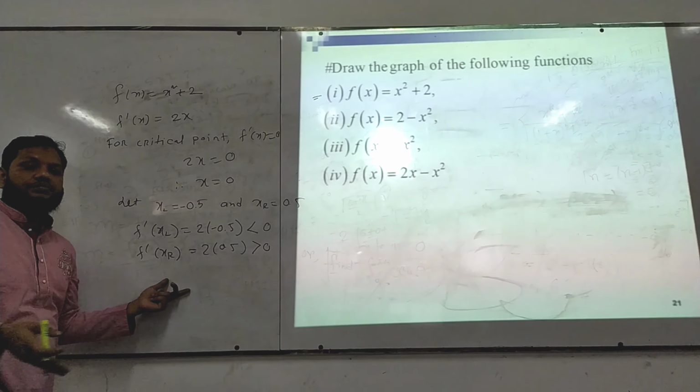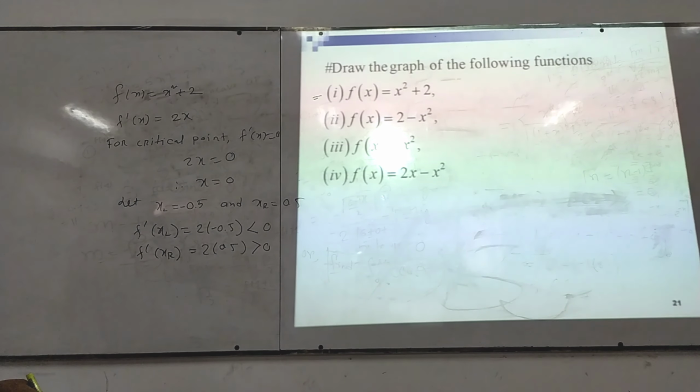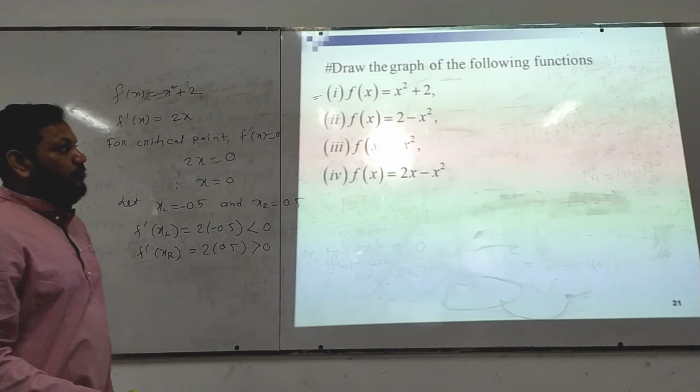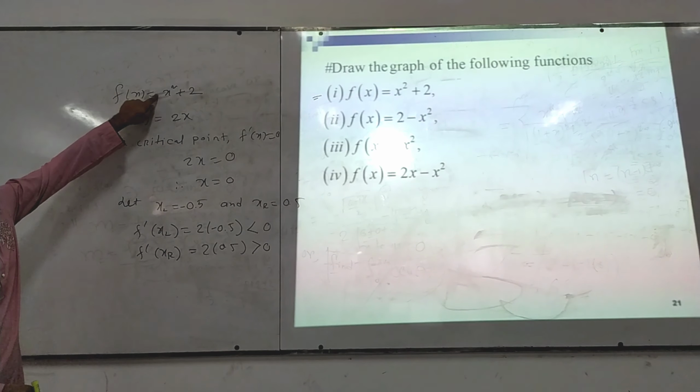Negative, positive. What will be? Minimum. So for minimum functions, the function attains minimum value at the point 0. So what will be the graph of this function? You see, what is the minimum value? Just put the value here. What is the minimum value?